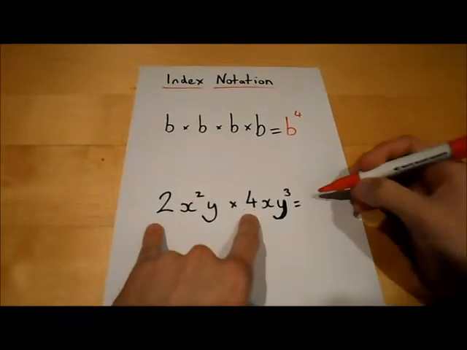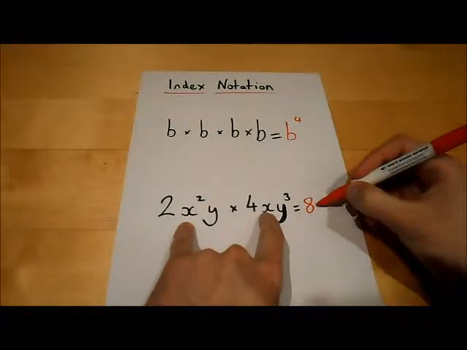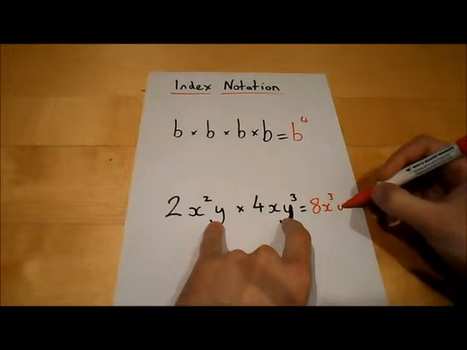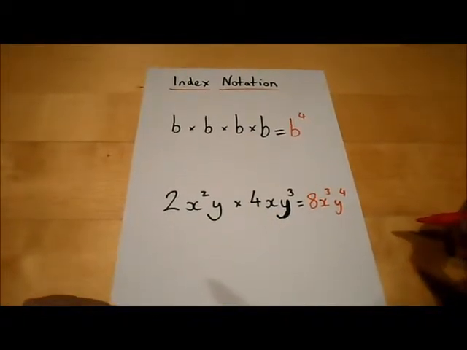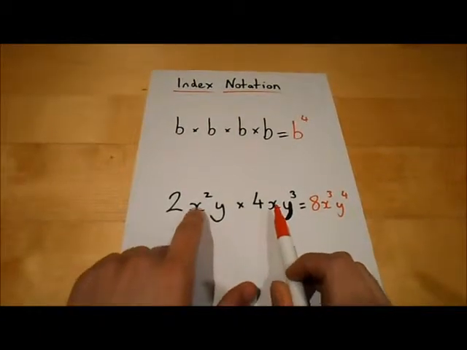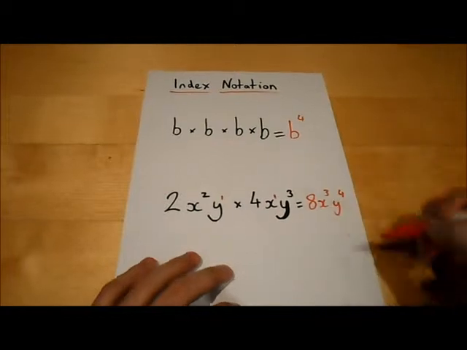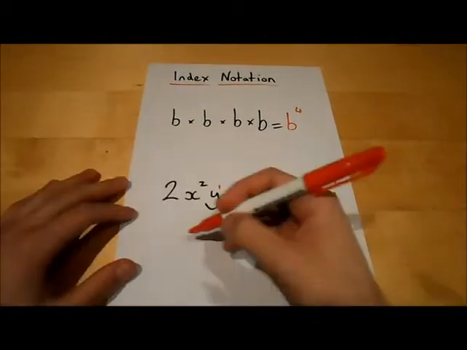And then here, 2 times by 4 would be 8. x squared times by x makes x cubed. And y times by y cubed is y to the power of 4. So this we should already really know, that when we're multiplying, we're effectively just adding the numbers, where y is y to the power of 1 and x is to the power of 1. 2 add 1 is 3, 1 add 3 is 4.